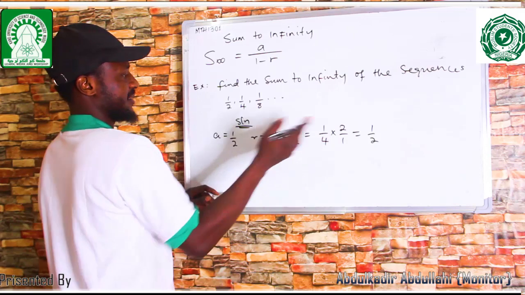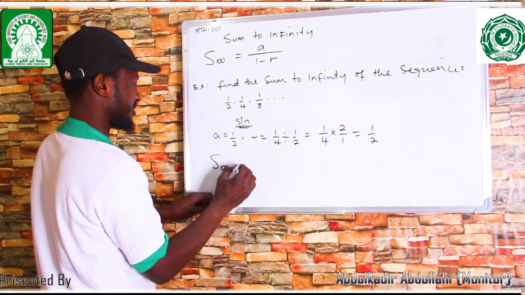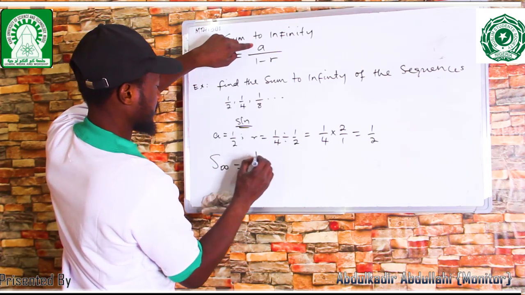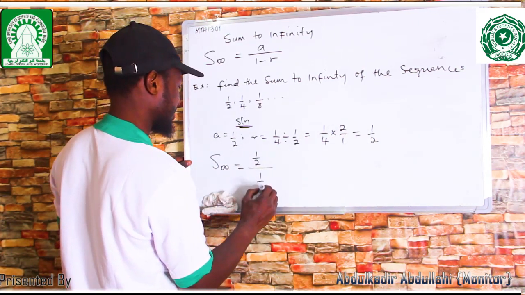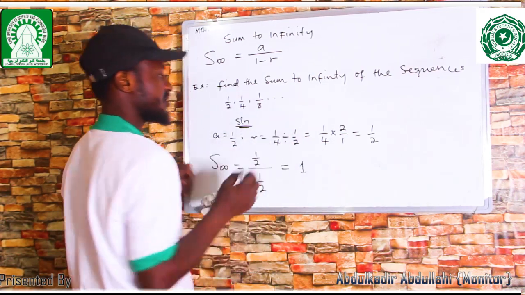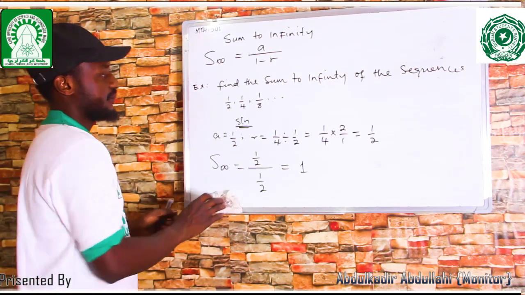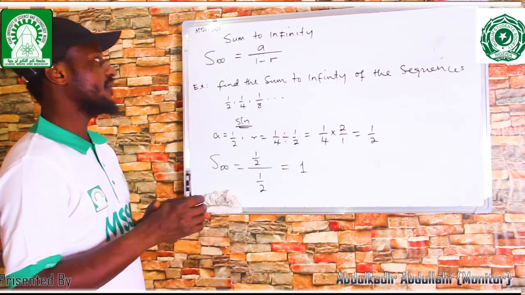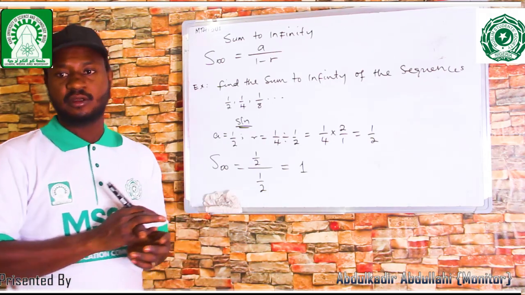So the first term and the common ratio are the same. But having that, the sum to infinity is equal to A, which is 1 over 2, divided by 1 minus R, where R is 1 over 2. 1 over 2 divided by 1 over 2 is equal to 1. So our sum to infinity here is 1. So with this, I fully hope that we are done with geometric progression.